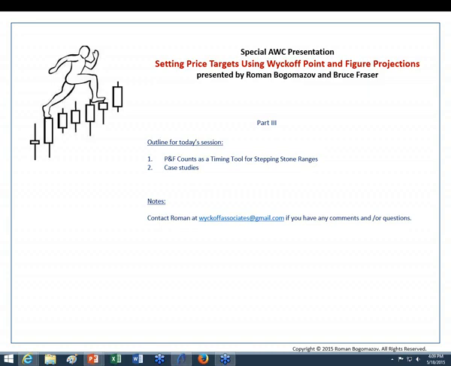We're going to talk really quickly about point and figure counts as a timing tool for the stepping stone ranges. It's probably one of the most exciting tools or ideas in point and figures for the horizontal count, because you really can introduce the element of, so to say, time, or when the price is ready to leave the stepping stone. So that's going to be interesting to go through. And then we're going to just dive into case studies.